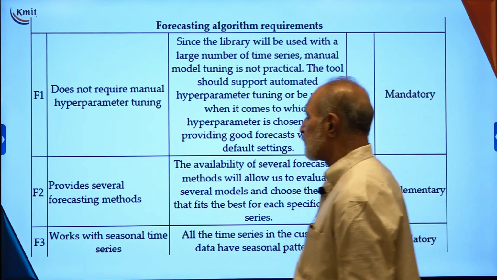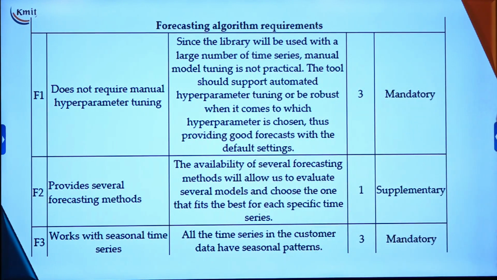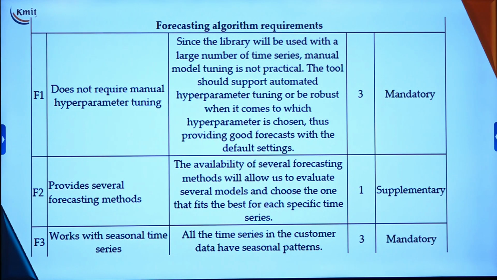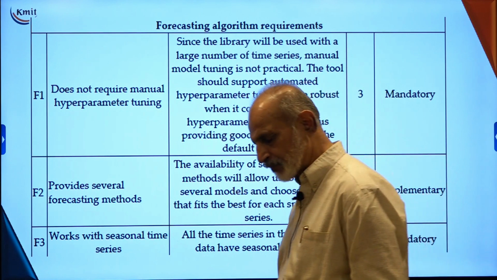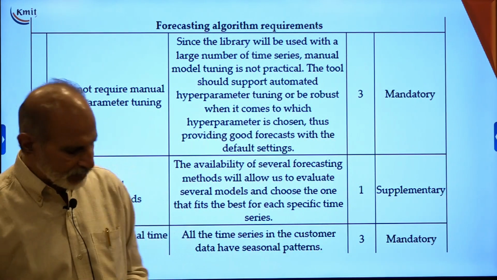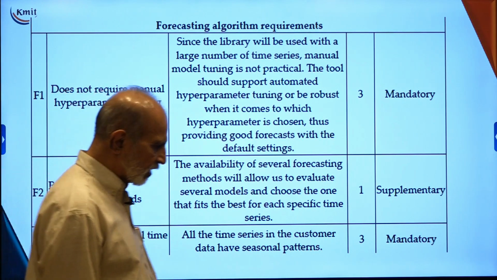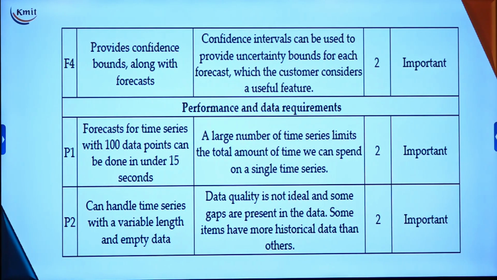F2 gives me a function for forecasting and provides several forecasting methods. So, availability of several forecasting methods, supplementary information. F3: works with seasonal time series or all time series, like weather forecasting, market trend analysis, or purchase and sales order analysis, or any kind of time series analysis where the sale and purchasing of a particular share will depend on the time. F4 gives me a confidence bound over the forecast. So, important.